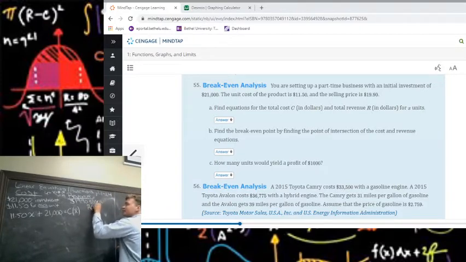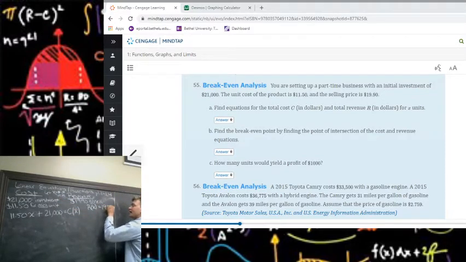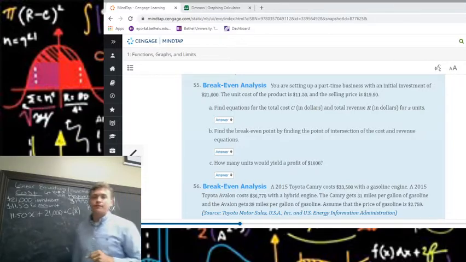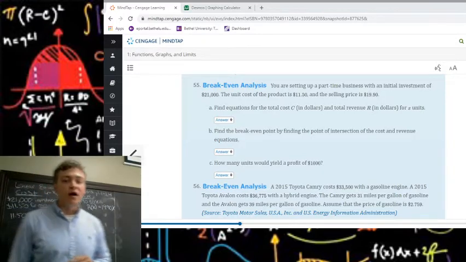So revenue depends on the number of units sold. So revenue denoted R, R of X says we have a revenue function that depends on the number of units sold. We're selling for $19.90, and we are going to multiply that by X, the number of units sold. So we have our revenue and our cost function.